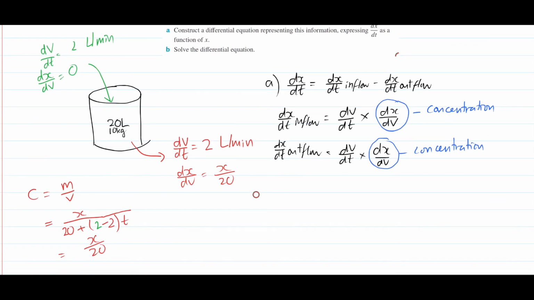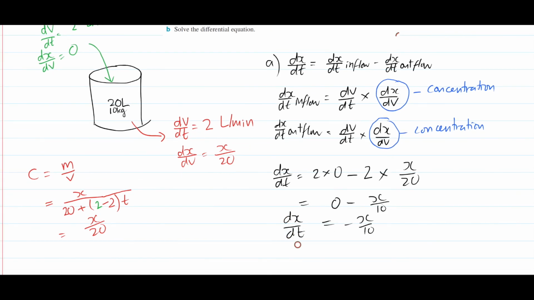If you want to construct dx/dt, so the net flow, it's 2 times 0. So 2 is dV/dt, and dx/dV inflow is 0, so 2 times 0, minus dV/dt, that's 2 again, times the dx/dV, which in this case is x over 20. And your final answer should just be 0 minus x over 10. Simplifies to negative x over 10, that is your dx/dt, so your net flow. In this case, you actually get a net outflow of salt going out.